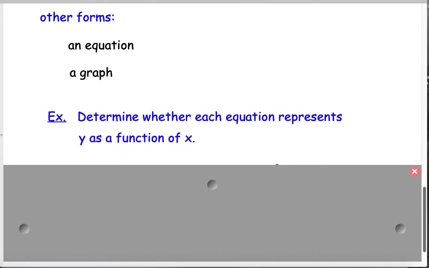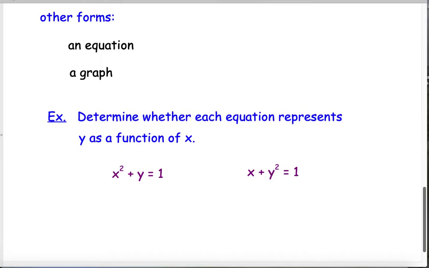So here I have two different examples, and I want to determine if either of these represents y as a function of x. If we look at the first one, we have x squared plus y equals 1. If y is a function of x, that means we should be able to solve for y and then look at what we have. In the first example, I could simply subtract x squared from both sides, and I have y is equal to negative x squared plus 1.